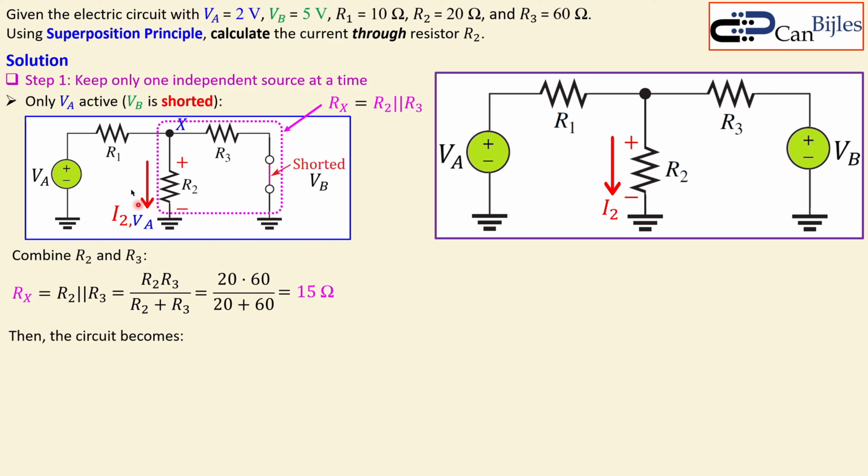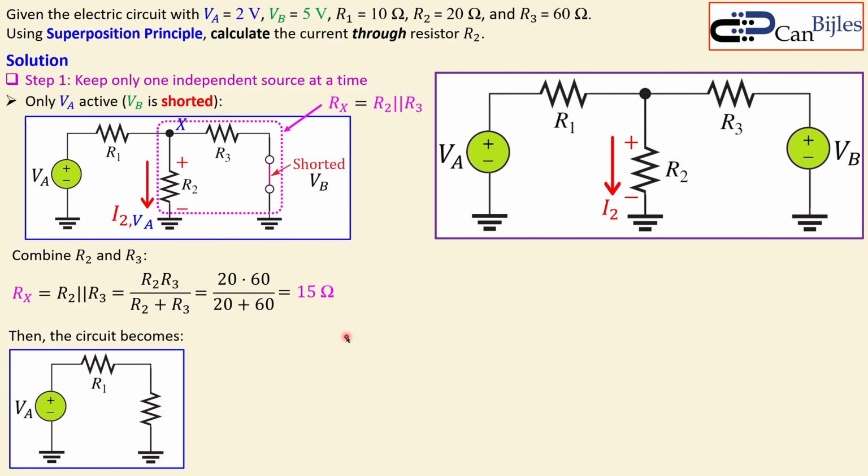So the circuit then becomes this one. It is R1 in series with Rx. We have just named it Rx. And this is now the simple circuit we can use to calculate the voltage at node X. The node X is designated to also determine the voltage across the resistor R2, because once I know the voltage across Rx, I also know the voltage across R2, because they are in parallel.